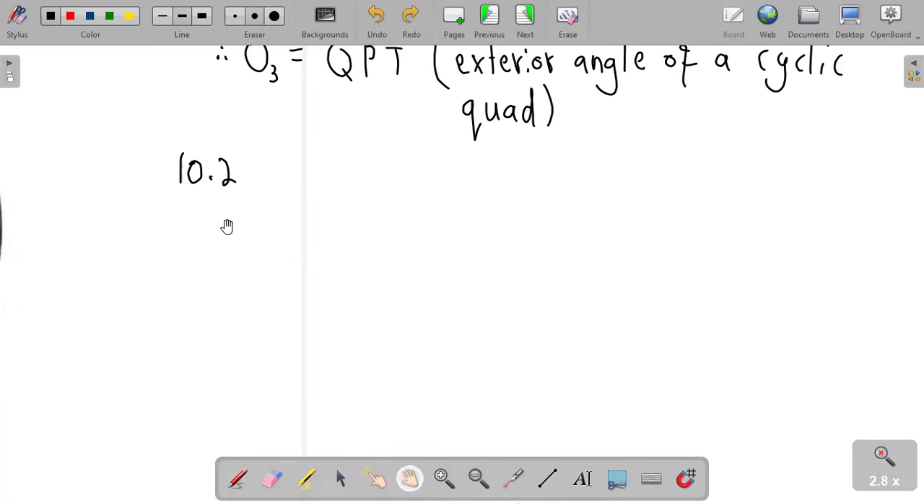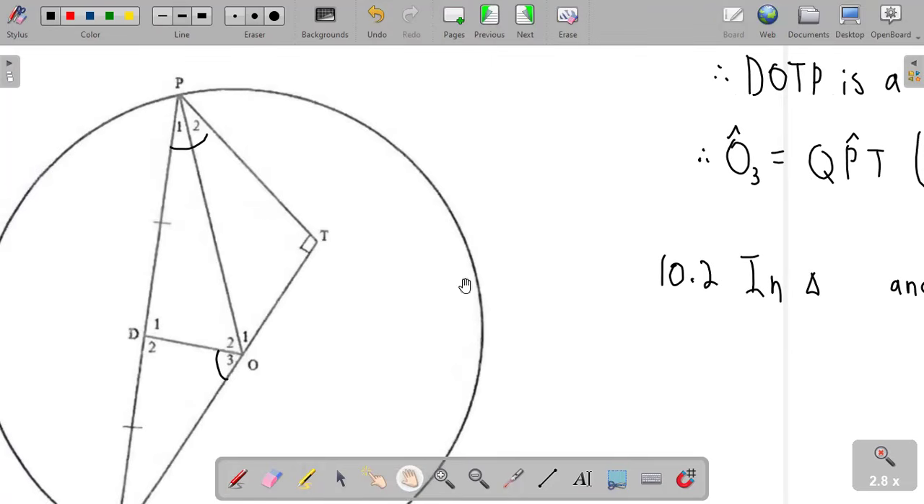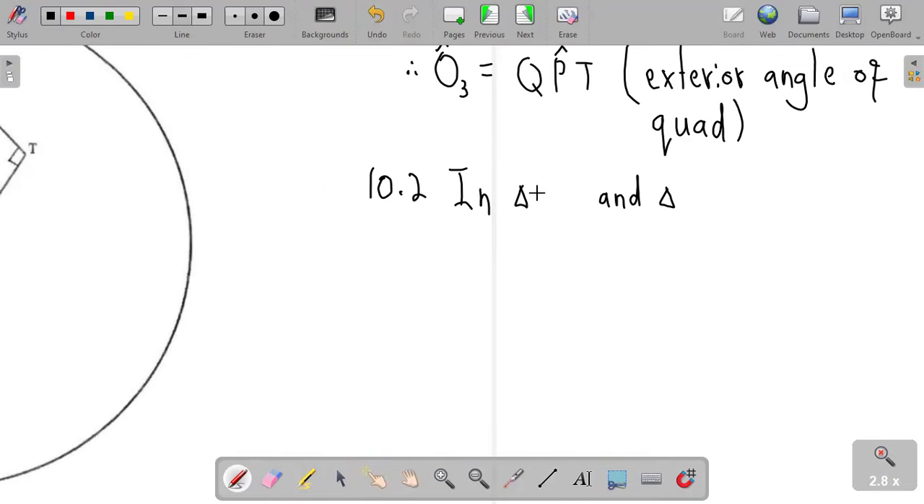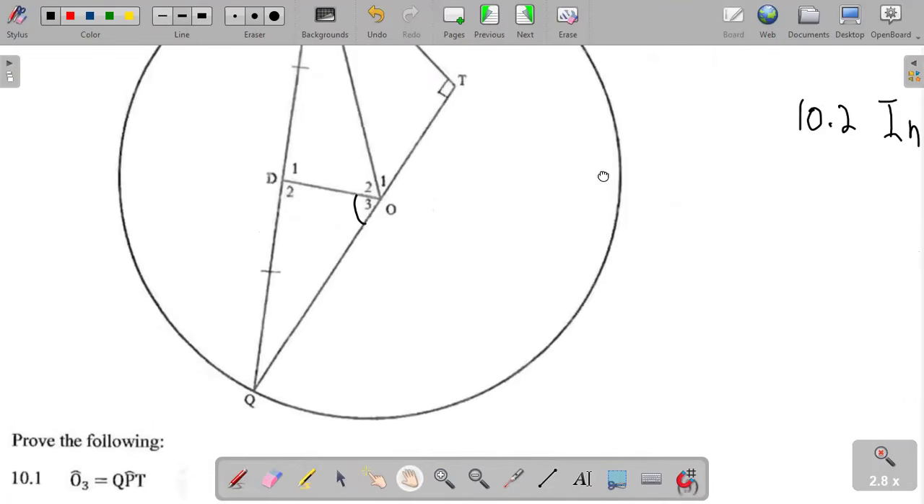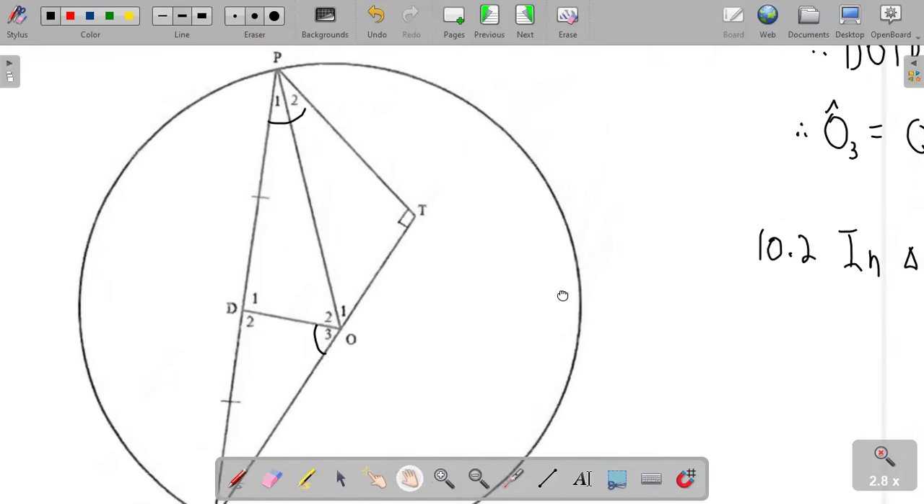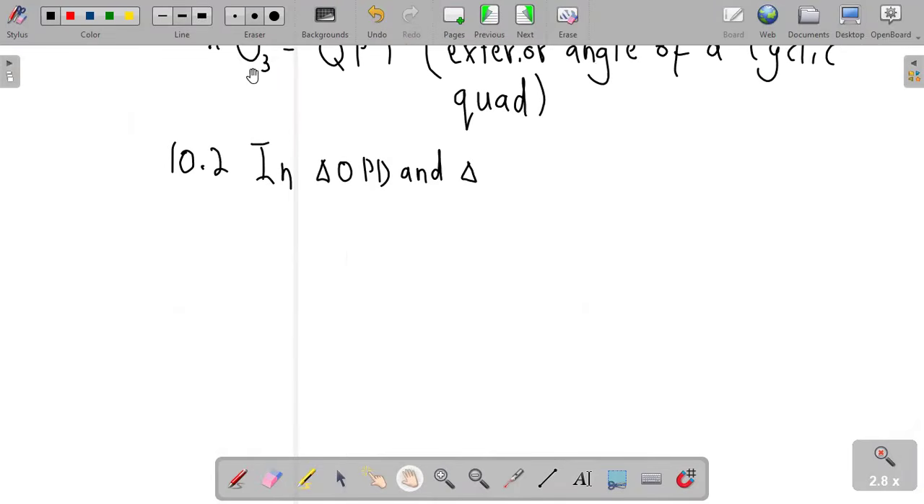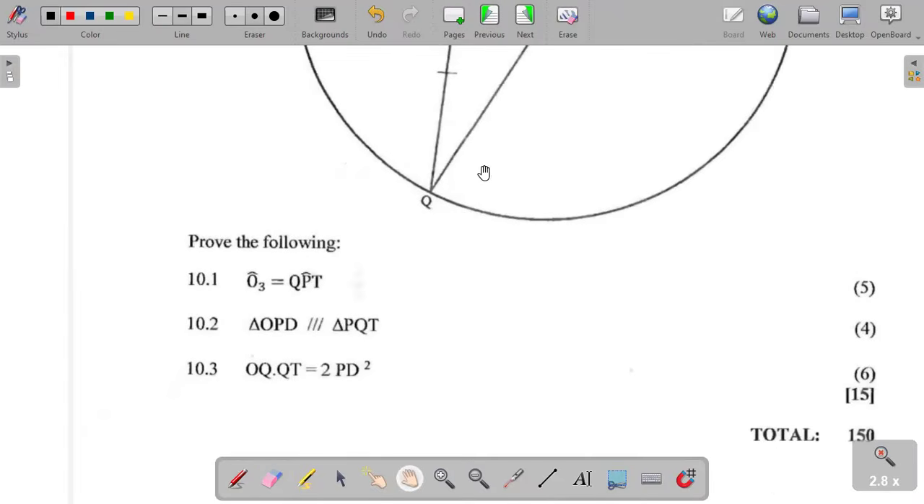So in triangle OPD and triangle PQT, we have shown that G1 is equal to T, isn't it? We have shown G1 equals T.